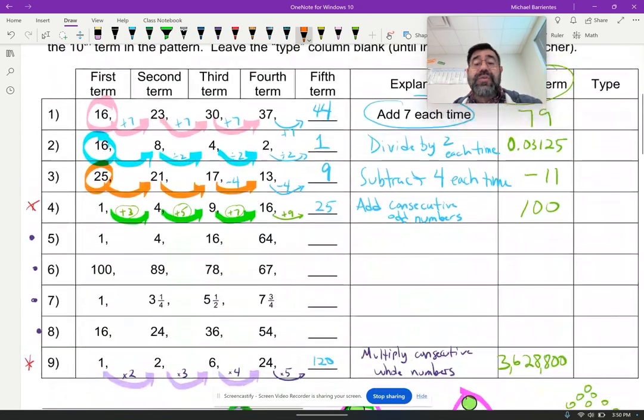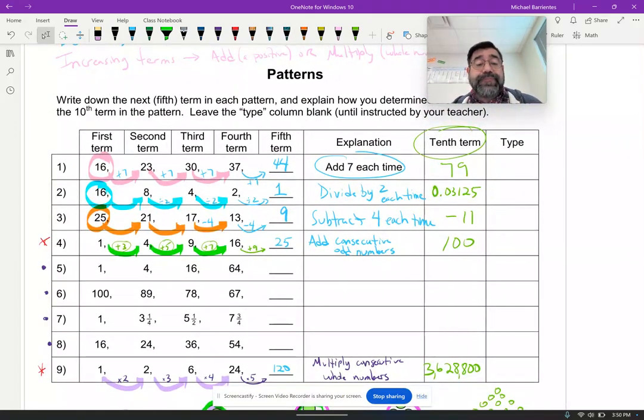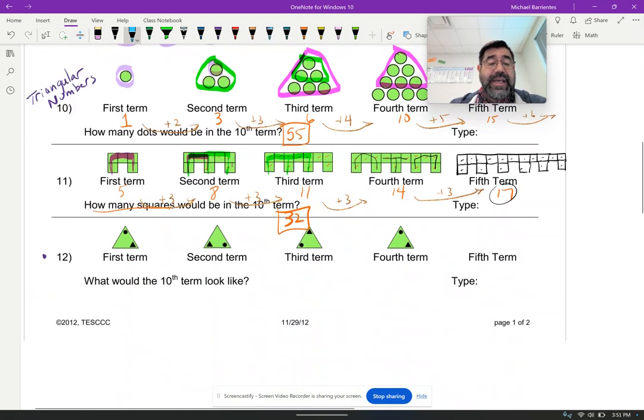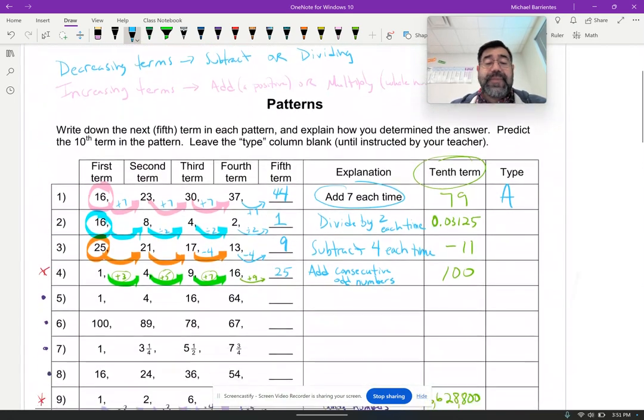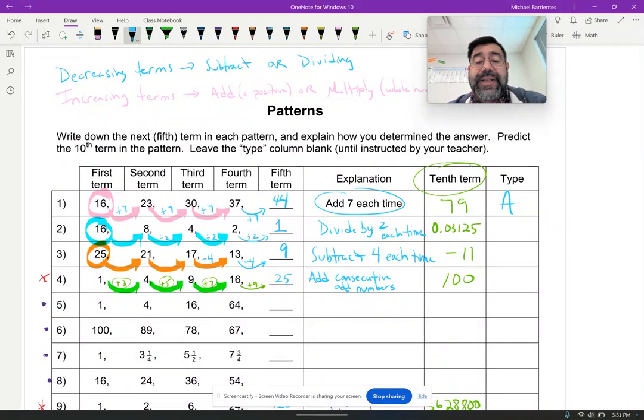So I'm going to go to what we started here. The first one was we were adding 7 each time. So is that arithmetic or is that geometric? That would be arithmetic. You can just put an A, A for arithmetic. Number 2, we're dividing by 2 each time. If we're dividing by 2 each time, that has to be geometric because it's the same number, 2, you're dividing by every time. Number 3, we're subtracting 4 each time. That means it's arithmetic.